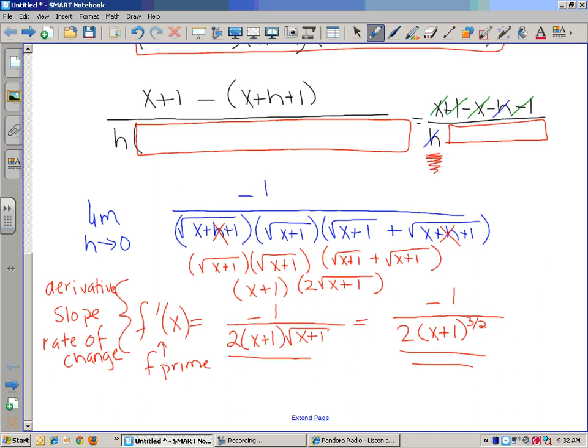So here's the final answer. This is the final answer. We can box it now. And here's the deal. Today we're going to go one step further. If that is the slope of my tangent line, I should be able to now write the equation of my tangent line at any point.